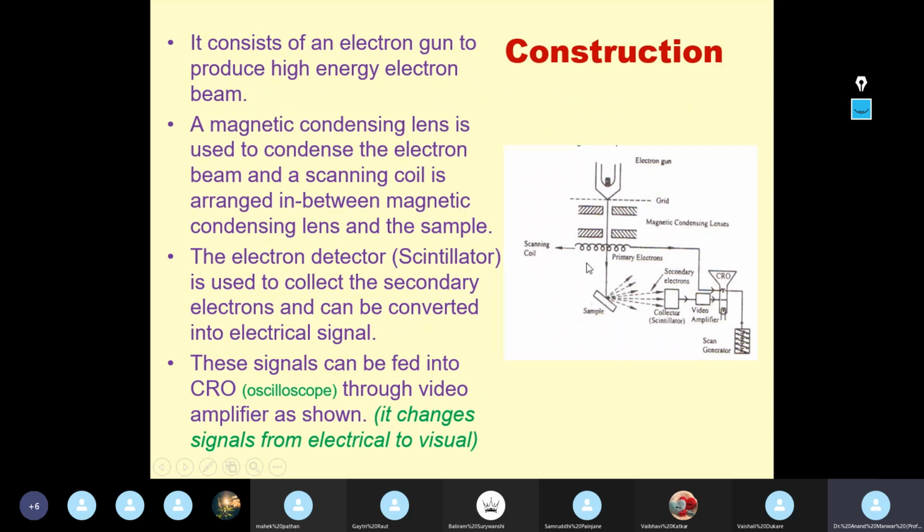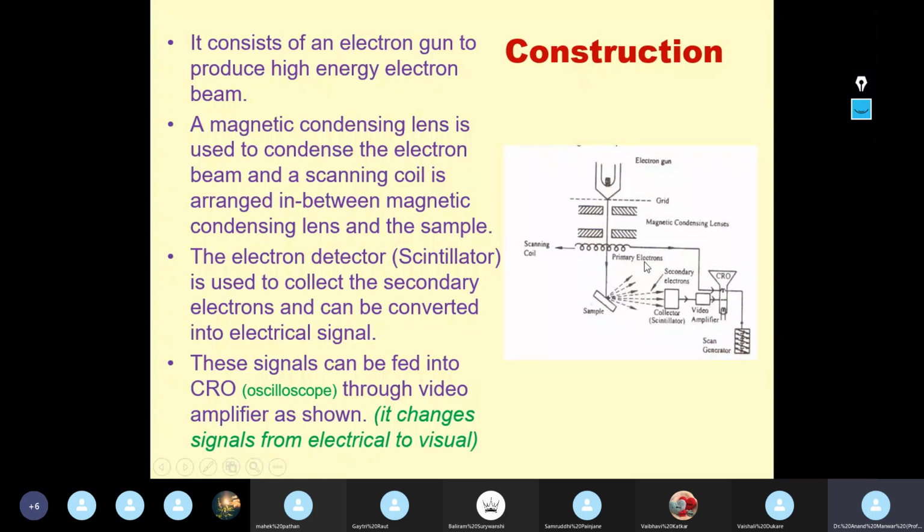You can see here, this is an electron gun made up of cathode and anode. It produces a beam of electrons. There are condensing lenses which will condense, or neutralize the deflection of, the electron beam, so that the electron beam will be in a straight direction.